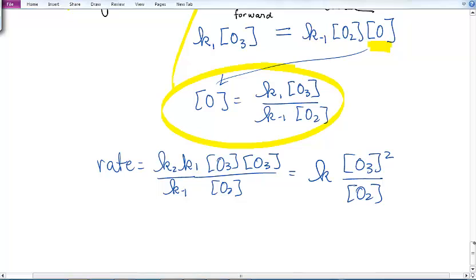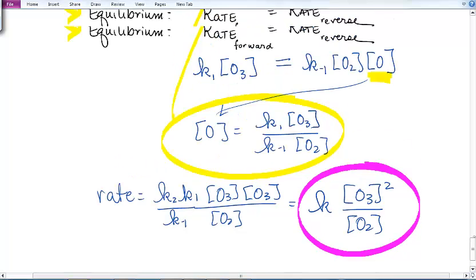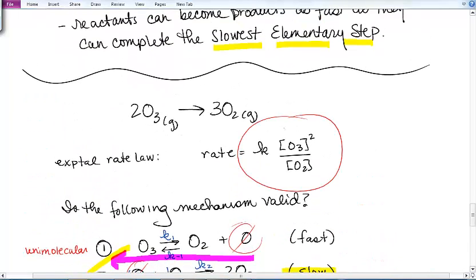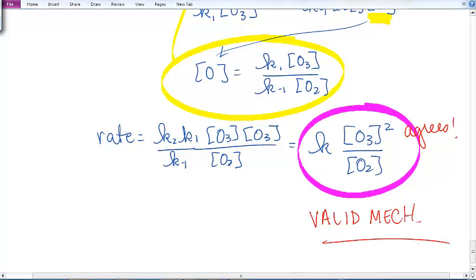And so the question is, does this agree with the experimentally determined rate law? Back up here. Does it agree with that? Yes. And so it agrees. And so that means that this is a valid mechanism. Phew. That was good stuff right there.